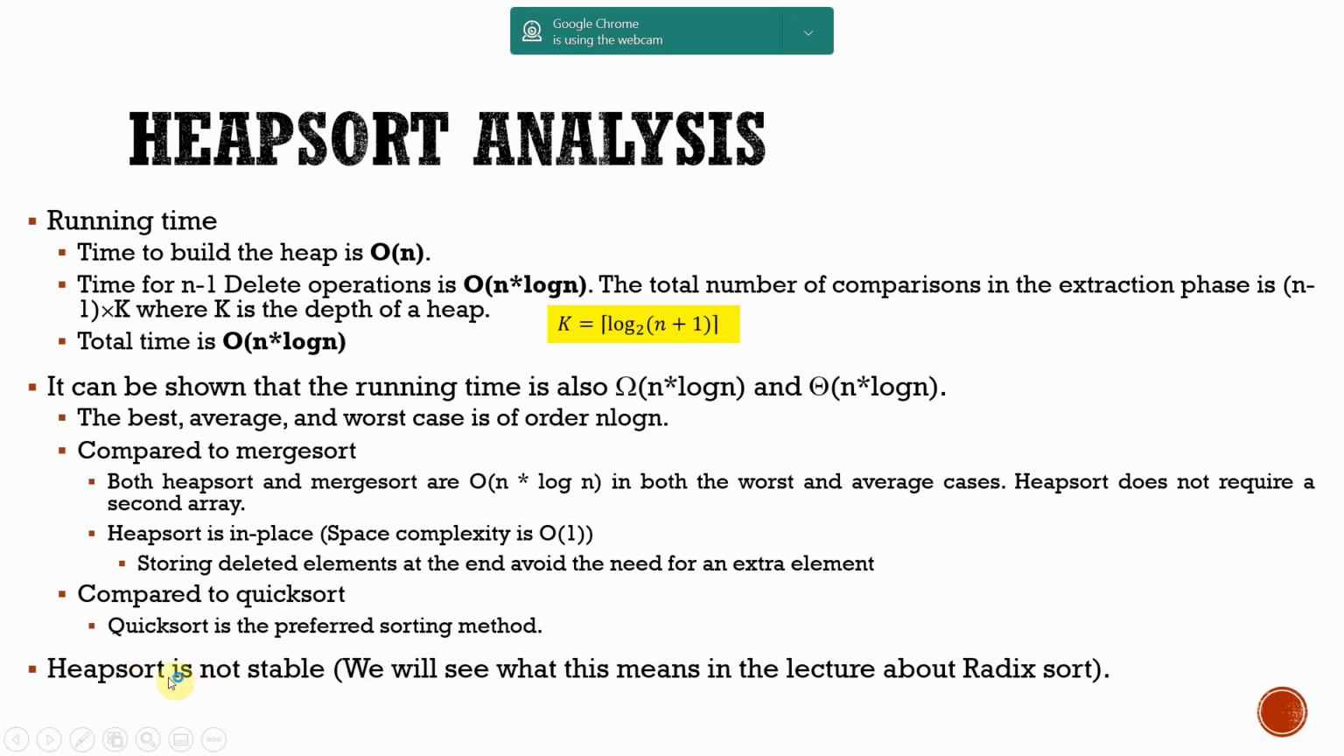There is one property associated with sorting methods called stability. I'm going to talk about it when I discuss radix sort in another video.